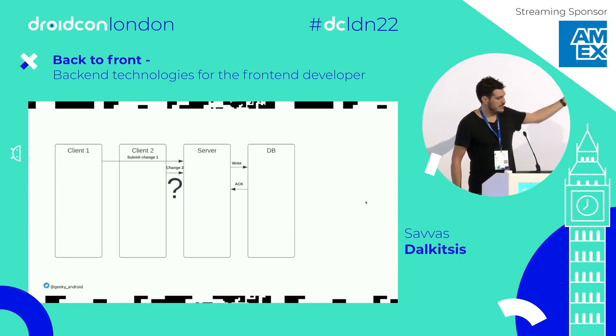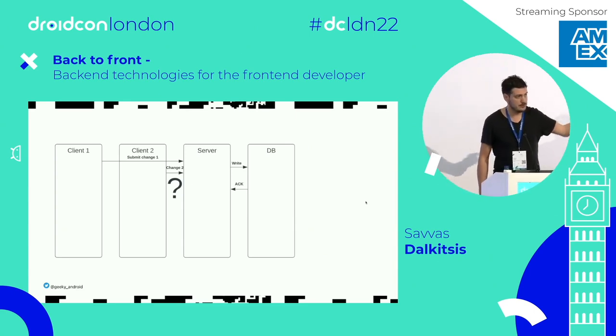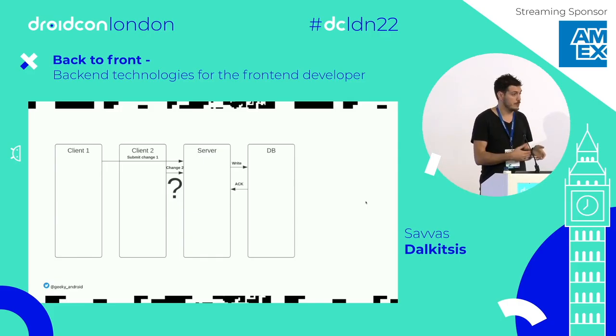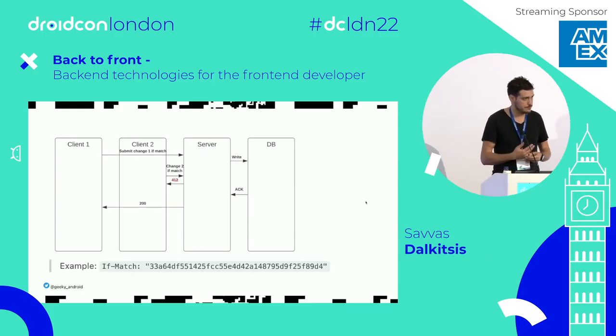So this is the use case. You basically have two clients. They both make a request to submit to the server. The server gets the first request, writes it to the database, and before that operation completes and it receives the acknowledgement from the database layer or whatever it is, the second request comes in. So what do you do there? Well, the solution is, again, an e-tag.